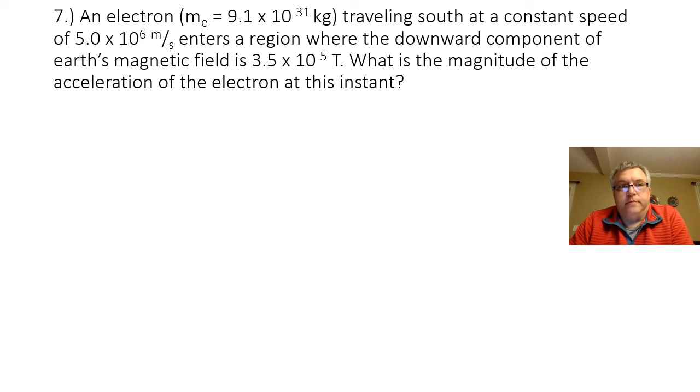Problem 7. An electron, which has a mass of 9.1 times 10 to the minus 31 kilograms, traveling south at a constant speed of 5.0 times 10 to the 6th meters per second, enters a region where the downward component of the Earth's magnetic field is 3.5 times 10 to the minus 5th Tesla. What is the magnitude of the acceleration of the electron at this instant?